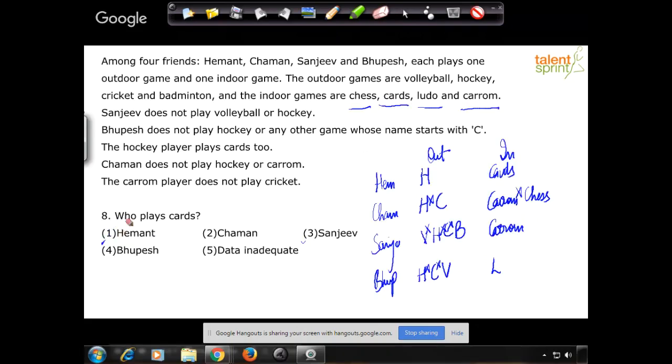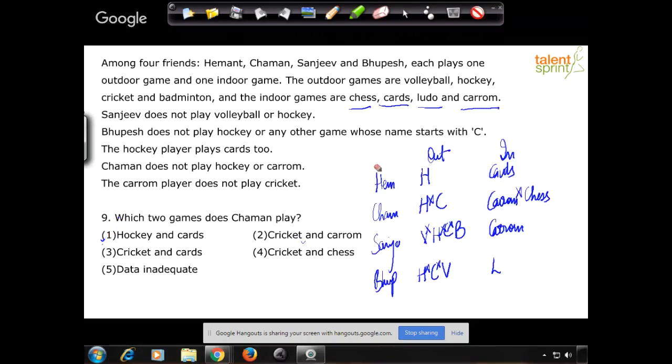Okay, so they ask us who plays cards. So boys and girls, once again we go back to the diagram that we have plotted. Cards are played by Mr. Hemant. Let's go on to the last question, which is based on this puzzle.